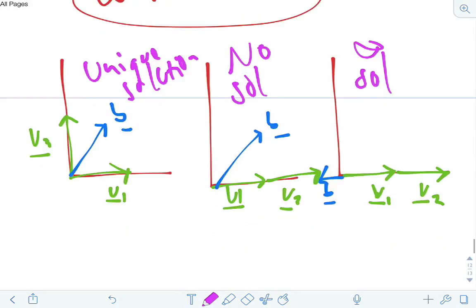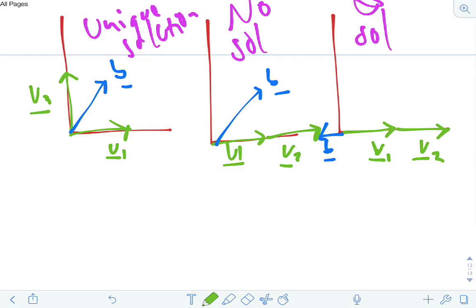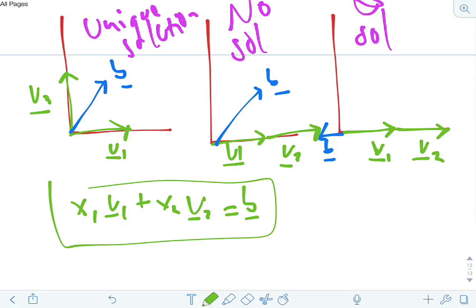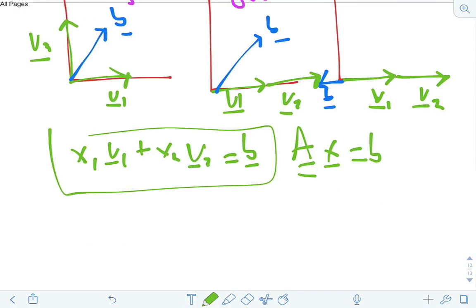Thinking in terms of what's going on, remember, to get a unique solution, we have to be able to construct B using some linear combination of V1 and V2. Again, the fundamental problem is x1 V1 plus x2 V2 equals B. So this is the fundamental problem. And again, this comes from AX equals B, where V1 and V2 are the column vectors of A. B is B. X is a vector containing the unknowns, scalars x1, x2. So could we find a linear combination of vectors that makes B?